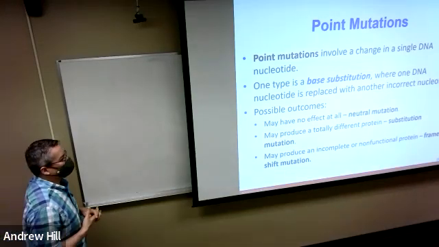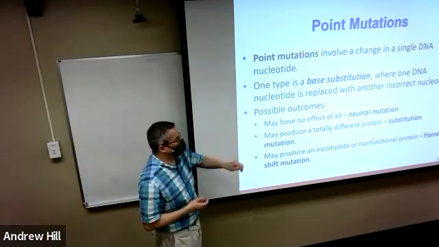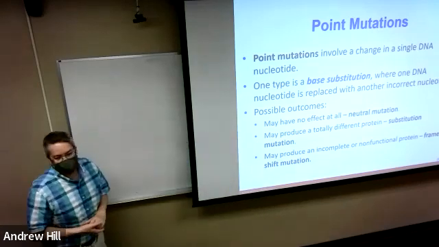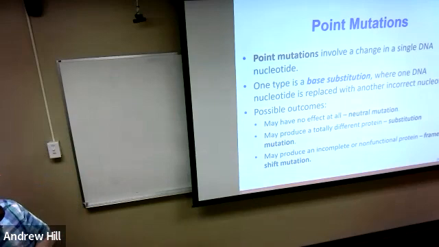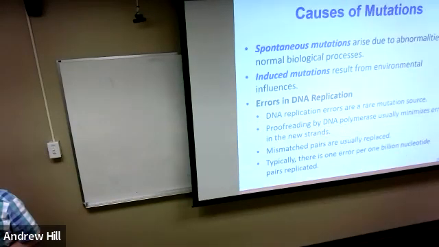So here are the possible outcomes. One possibility is there's no effect at all. And you might ask, how is that possible? How can you not have an effect even though you potentially swapped out one amino acid for another when you have a base substitution? Well, let's go back a second. Can anyone think of why that might be? How can you change a base, which would change the codon, and yet not have any change?